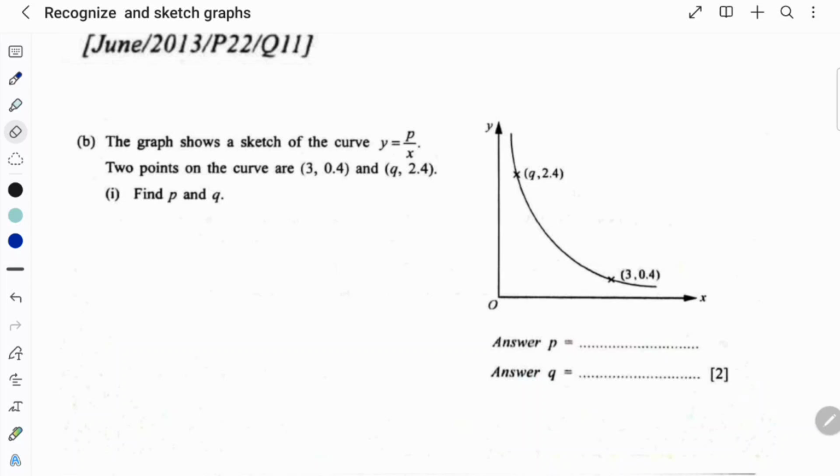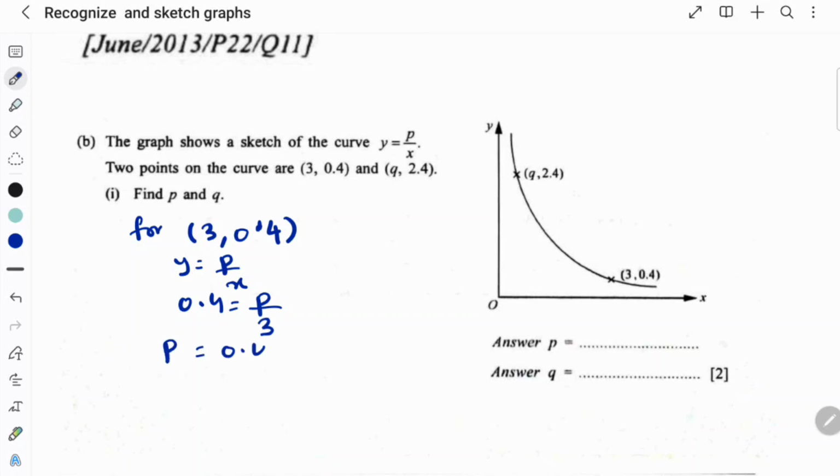Okay, so first of all we are just substituting in the same way for 3 and 0.4, because both the coordinates are given. So y is equal to p upon x, which is 0.4, is equal to p upon 3, which is 3 times 0.4 equals, 3 fours are 12 and 1 decimal place, so it is 1.2. So p is 1.2.